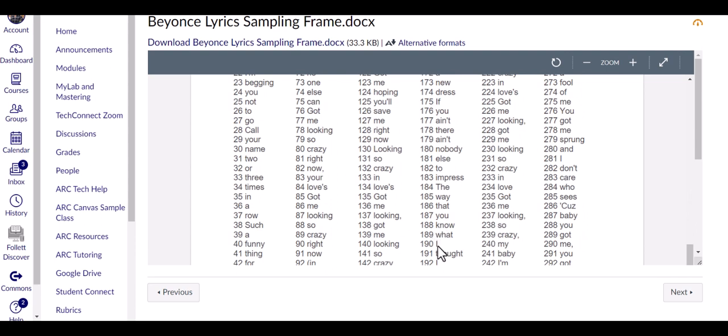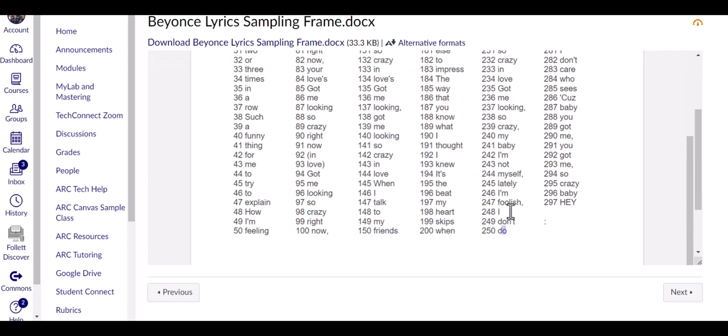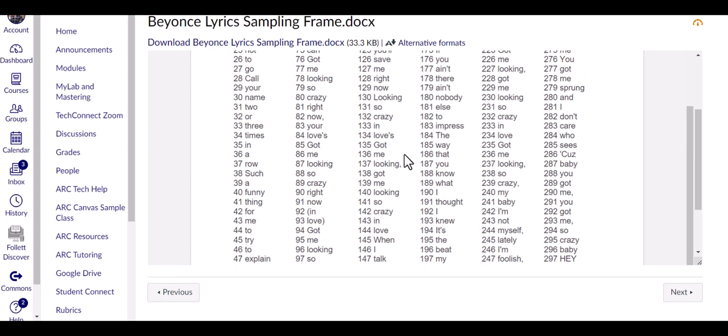So normally, when I was putting my own bias in it, thinking, oh, just the meaning of the song, I probably wouldn't have picked the word I. I would have picked words like looking or love or baby. But now with the random number generator, the word 191 is I. Oh wait, it was 191, right? And then 250 is do. But you see how the random number generator is really helping me pick a random sample.